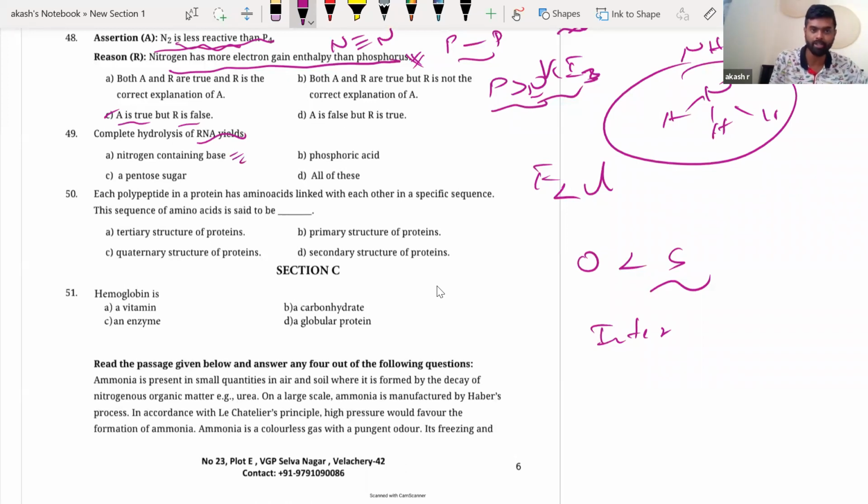Yeah, definitely nitrogenous base. Phosphoric acid, I know. Pentose sugar will be there. So all of these will be the answer.